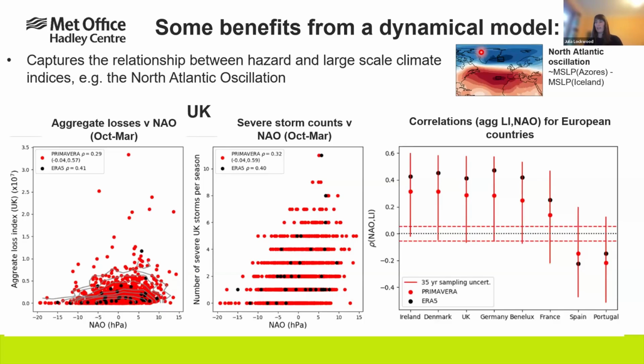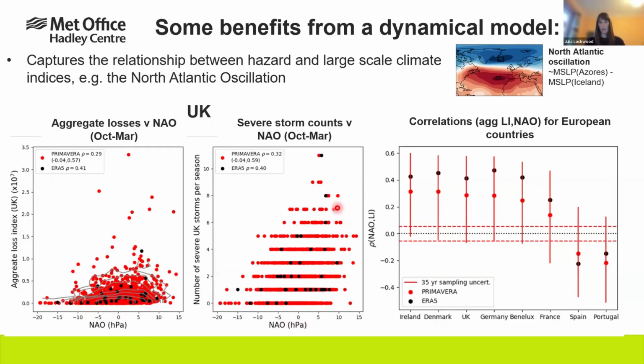So, for example, if you know there's a prediction of a positive NAO this winter, you could condition your event set to look at how that might affect the losses that you expect for a given winter. So these are the aggregate losses per season against the NAO. Again, we've got ERA5 in black and our model data in red. And this is for the UK. And you can see when the NAO is positive that you get a higher probability of severe seasons. And the same for the storm numbers per season.